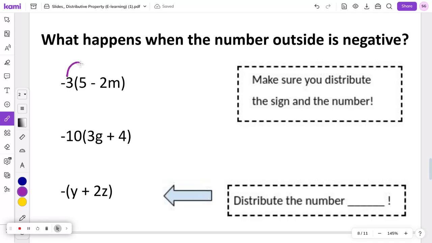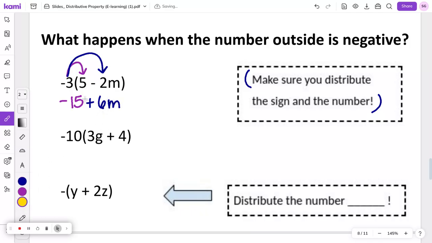So I'm doing negative 3 times 5. Negative 3 times 5 is negative 15. And then I also need to multiply negative 3 times negative 2m. When you go to do that, a strategy can be that you distribute the sign first and then the number. So for example, that second step, I might just start by saying, well, I know negative times negative is positive, and 3 times 2m would be 6m.